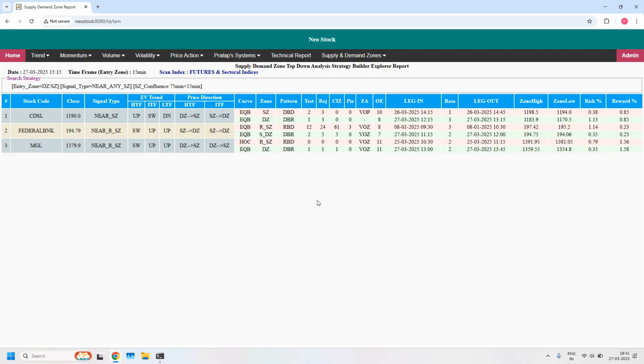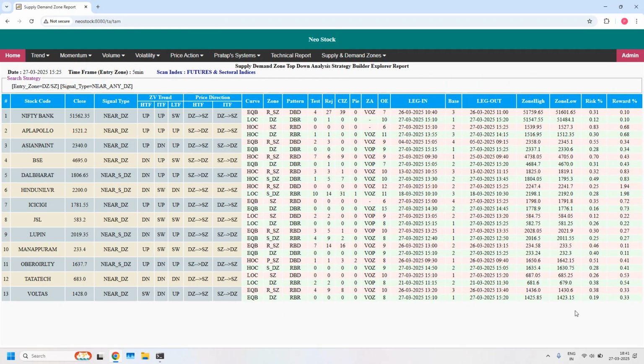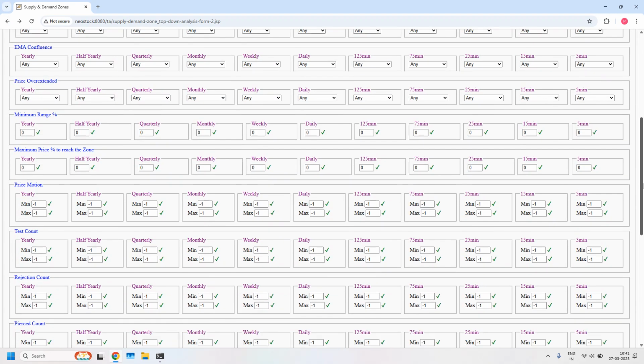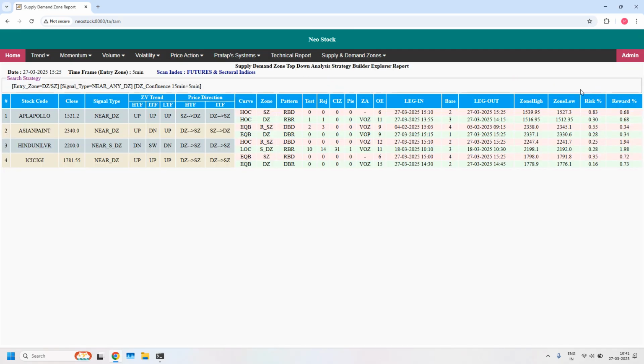Okay, this is 15 minutes time frame. Next time frame is 5 minutes. Stocks near 5 minutes demand zone. We got 13 stocks. We can further filter this based on ITF Confluence. That is 5 minutes demand zone with 15 minutes demand zone Confluence. We got 4 stocks. Third one is a pierced zone. You can ignore it.